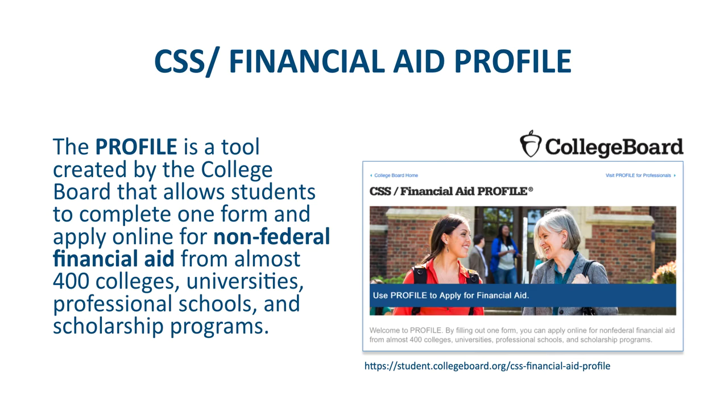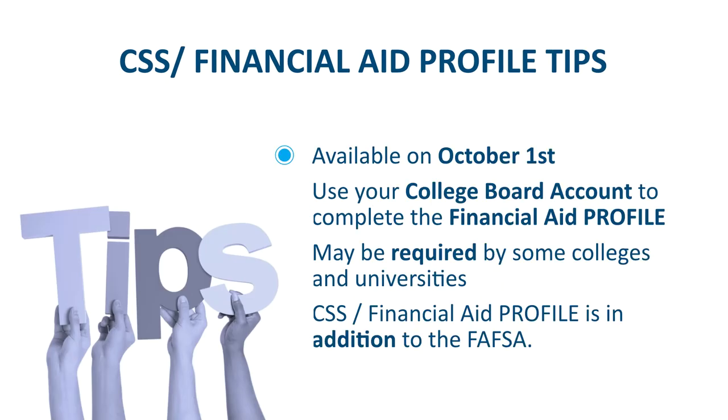That second portal that I talked about, the CSS financial aid profile, again, here's what the screen looks like. It's found at the College Board, and this enables you to get non-federal financial aid from almost 400 colleges and universities and other schools. Some more tips regarding that CSS financial aid profile. It, like the FAFSA, is available on October 1st, and it may be required, and it is separate from and in addition to the FAFSA application.